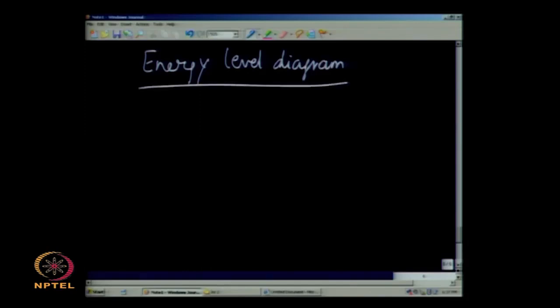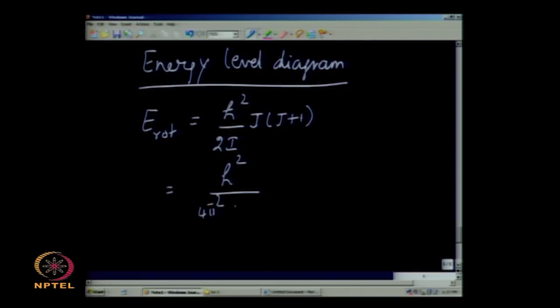Before I do this, let me introduce the convention that spectroscopists use. When we write the rotational energy, the quantum mechanical rotational energy associated with the system, as h bar square by 2I into j into j plus 1, let us write this out explicitly. It is h square by 4 pi square into 2I, j into j plus 1, which is h square by 8 pi square I, j into j plus 1.